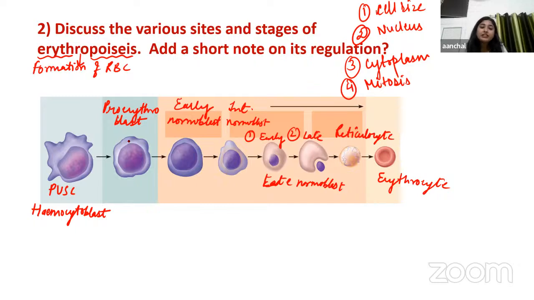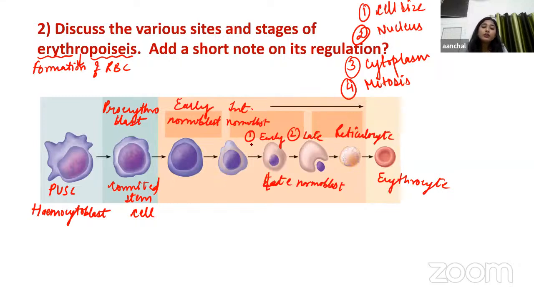So the next stage is proerythroblast. Now this stage is also known as committed stem cell. Why is it known as committed stem cell? Because now the cell has become committed to form the RBC only. Right? Now, next we have early normoblast, then intermediate normoblast, then finally late normoblast, right? So in late normoblast, we have an early stage and a late stage, and finally we have reticulocyte and erythrocyte.